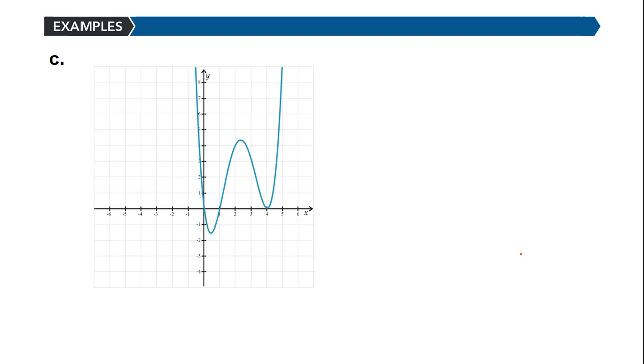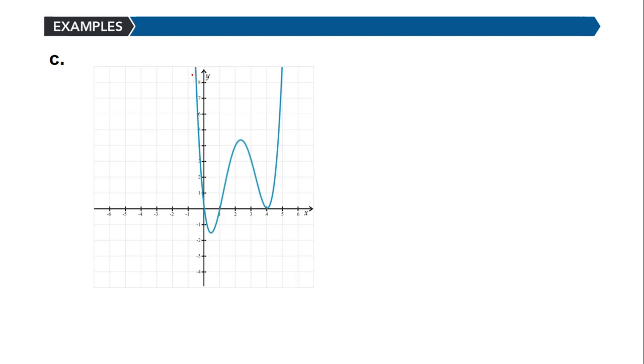In example C, I have a graph of a polynomial function that has an even degree. I know that because it's going up at both ends. I would also know that the leading coefficient is positive. I see that it has zeros of 0, 1, and 4, with 4 having an even multiplicity because it bounces off of the x-axis there, and the other two have an odd multiplicity.